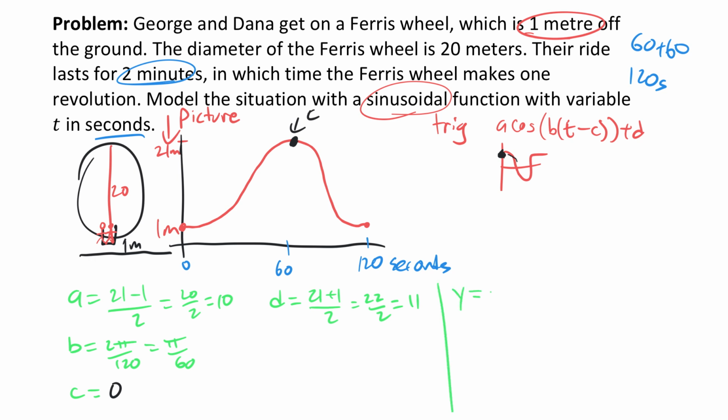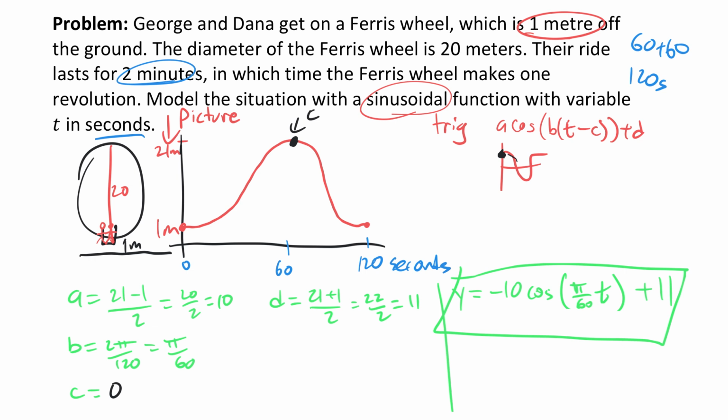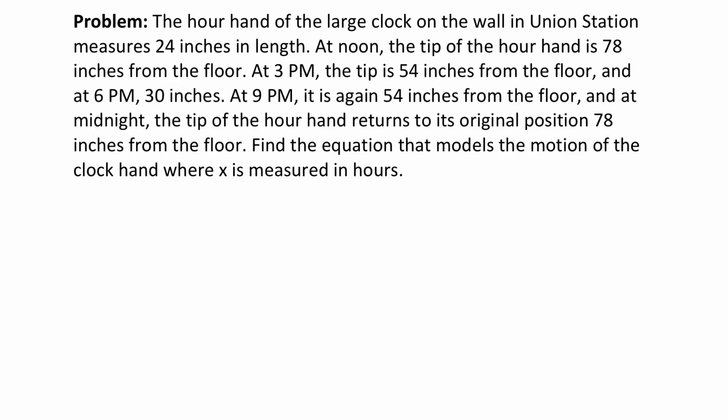So y equals negative 10 cos pi over 60 t plus 11. And that's going to be my equation. All right, so that's the basic idea of taking the word problem, getting the picture, and then turning it into an equation. Let's go ahead and try another one. I'll read the problem, and then we'll see if you can come up with the picture.